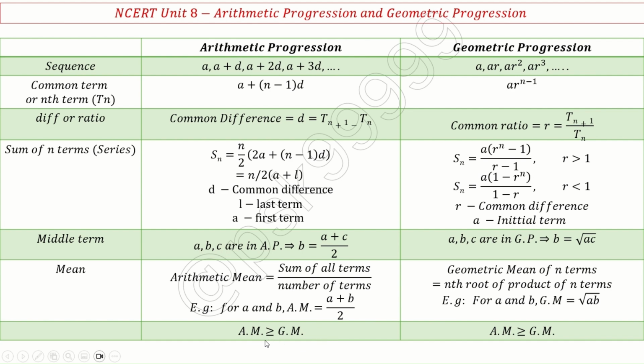And this equality holds good only if all the terms are the same. If a is equal to b, only then (a plus b) by 2 is equal to the square root of ab; since a and b are the same, it becomes a equal to a. So note down that equality is possible only if the terms are equal.